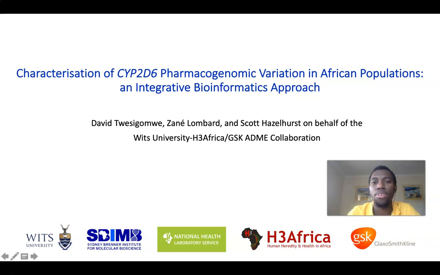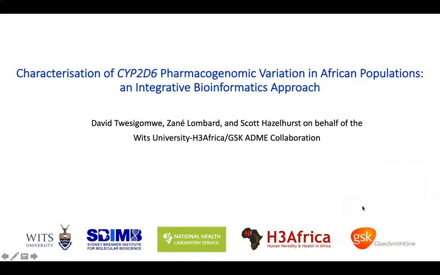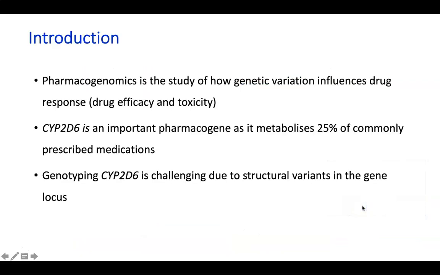I'm presenting a poster from my master's work titled Characterization of CYP2D6 Pharmacogenomic Variation in African Populations, an Integrative Bioinformatics Approach. Pharmacogenomics is the study of how genetic variation influences drug response. CYP2D6 is one of the most important pharmacogenes as it metabolizes about 25% of commonly prescribed medications.